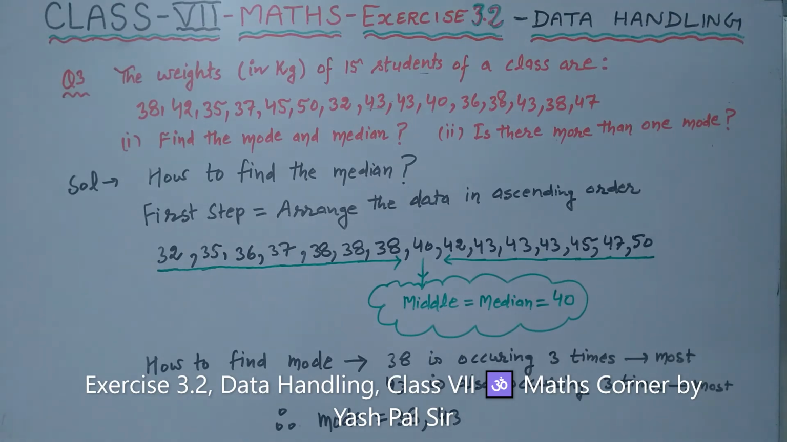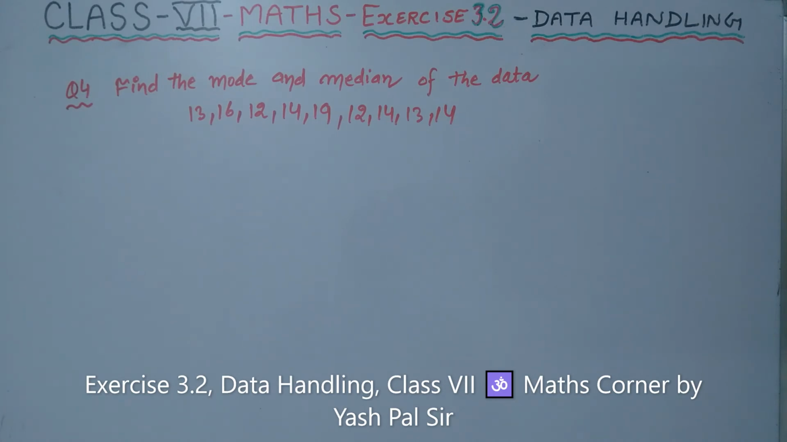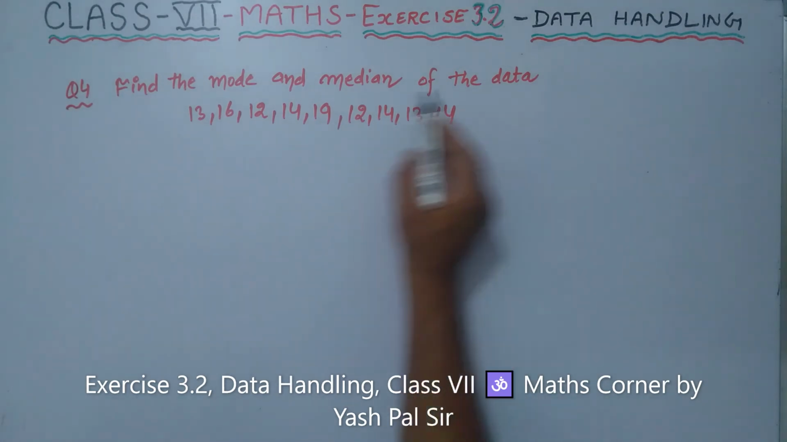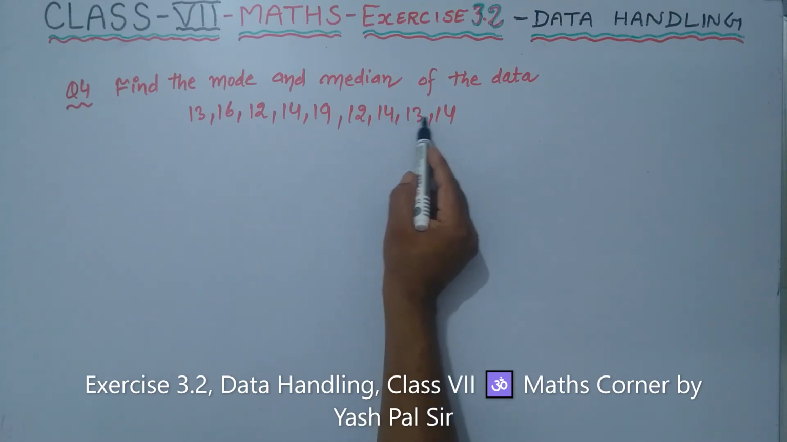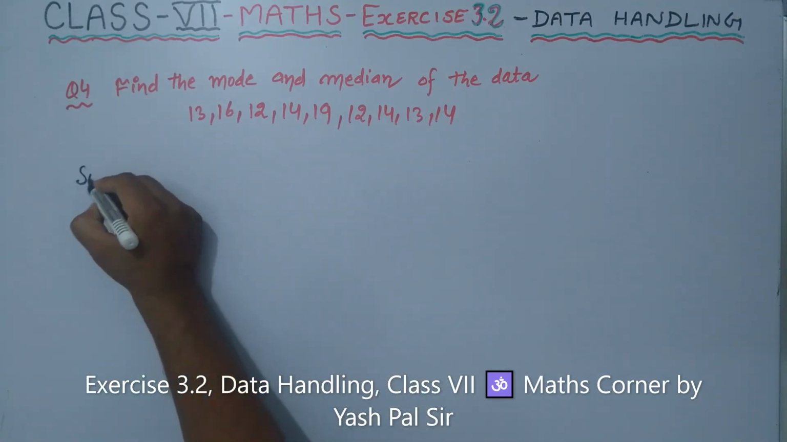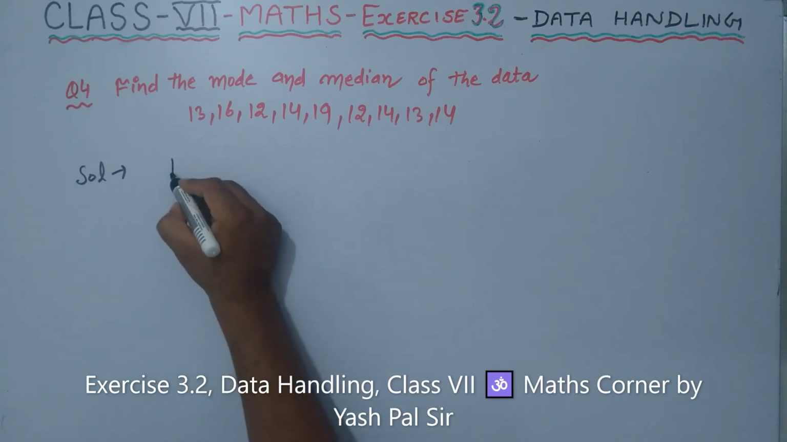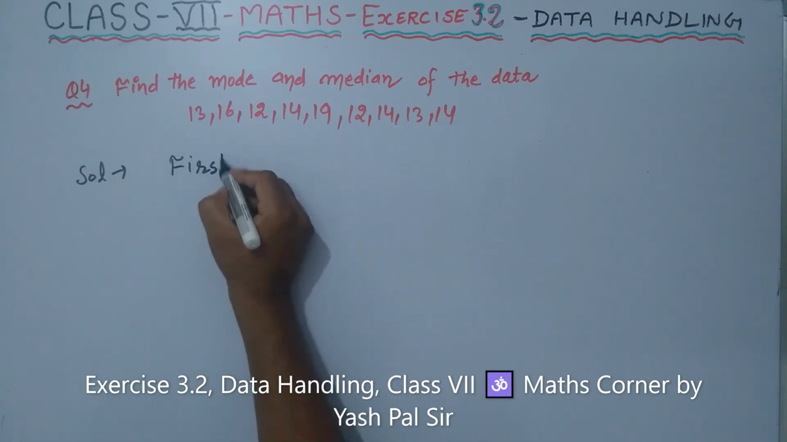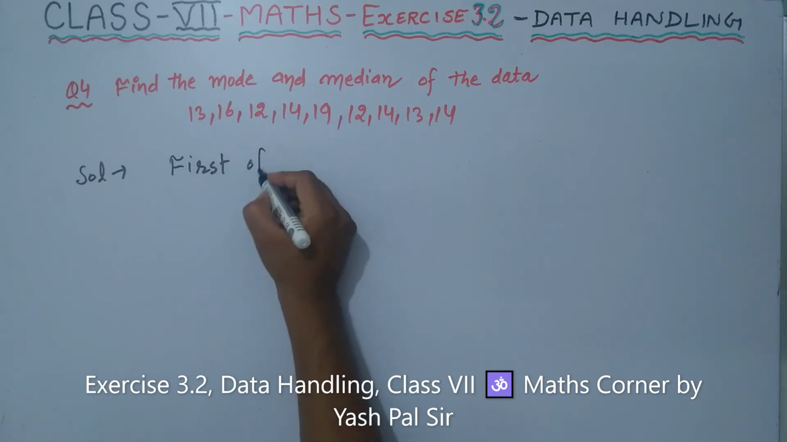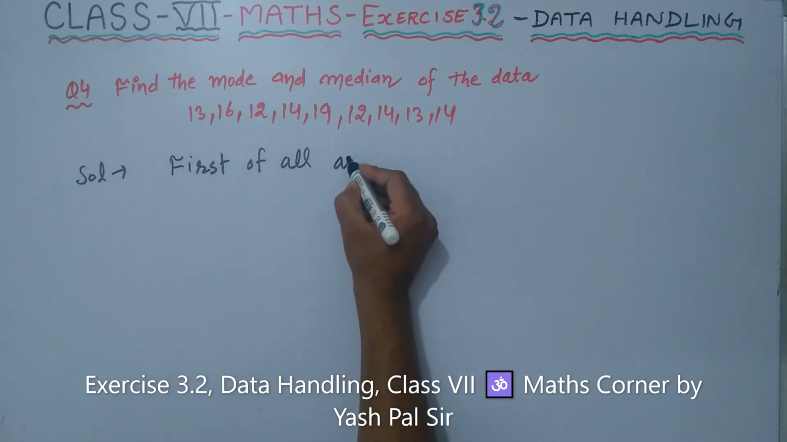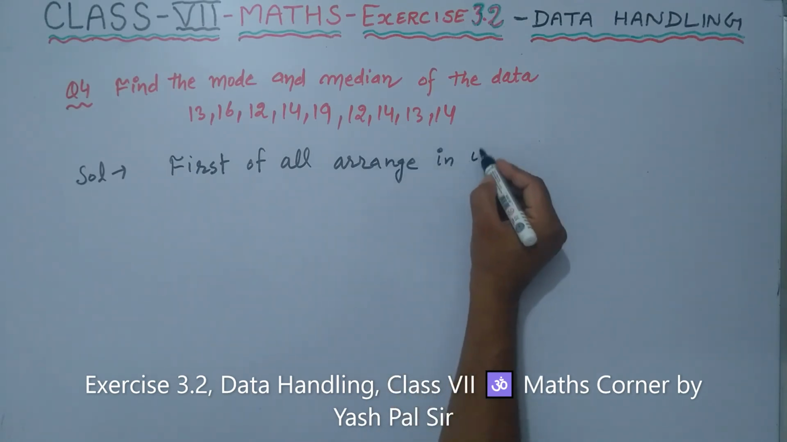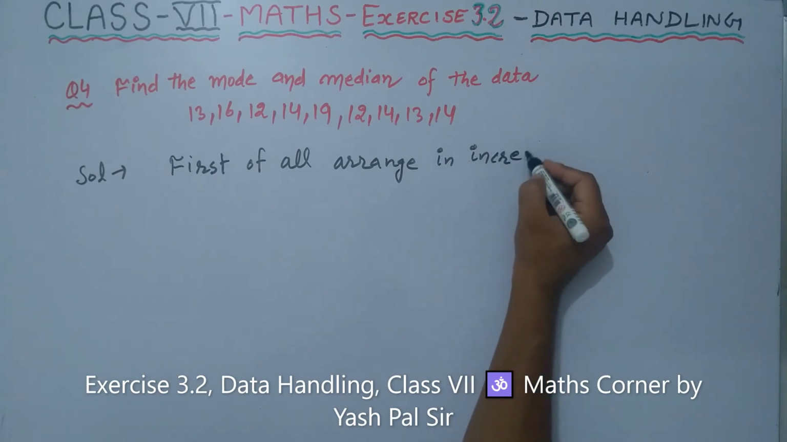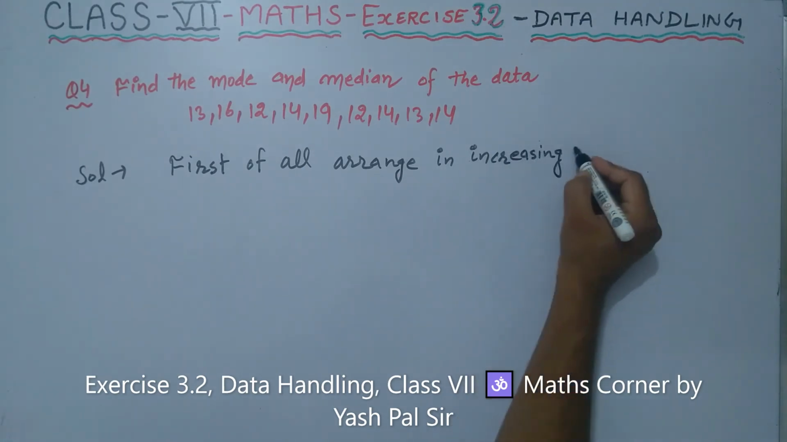Okay, now coming to the next question. Now in our question number 4, what is the question? Find the mode and median of the data 13, 16, 12, 14, 19, 12, 14, 13, 14. So how to solve this question now? First of all, arrange in increasing order.